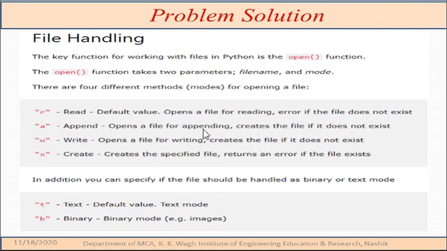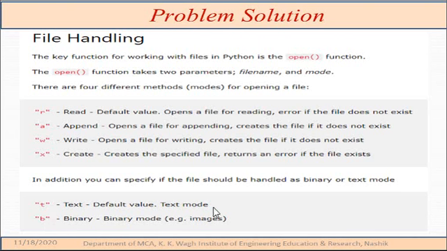Append mode opens the file for appending, and it creates the file if it does not exist. Whereas write mode opens a file for writing, and creates the file if it does not exist. Create mode creates the specified file, and returns an error if that file already exists. In addition to that, we have special modes: the first is T mode and the second is B mode. T mode is used for text, which is the default value as I initially stated, whereas if you want to open the file in binary mode, you can do that.